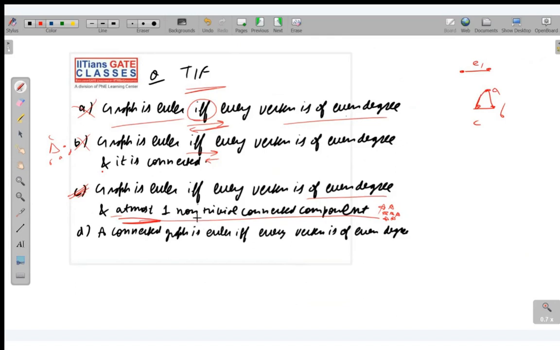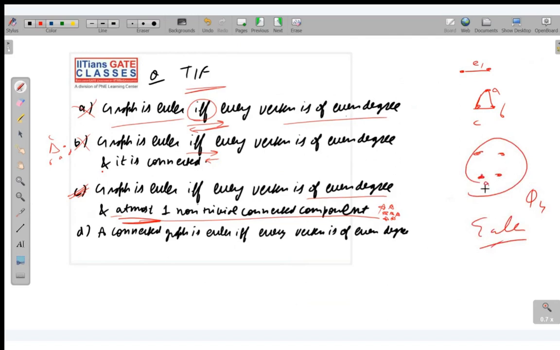So at most one non-trivial connected component, which means zero non-trivial connected components is also allowed. That means all are trivial connected components. So like this is for sure Euler. It is 5-4. Why?